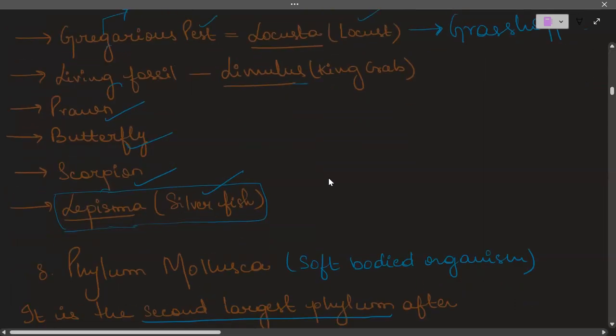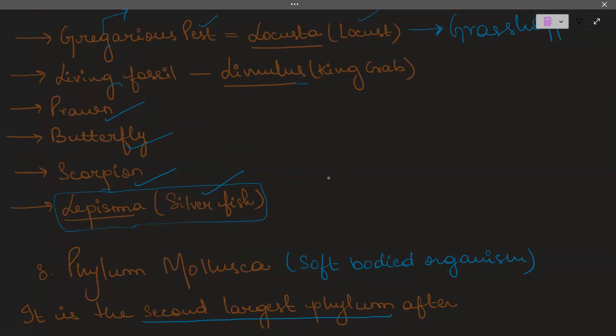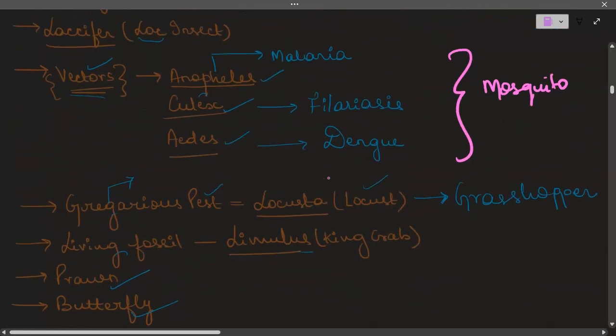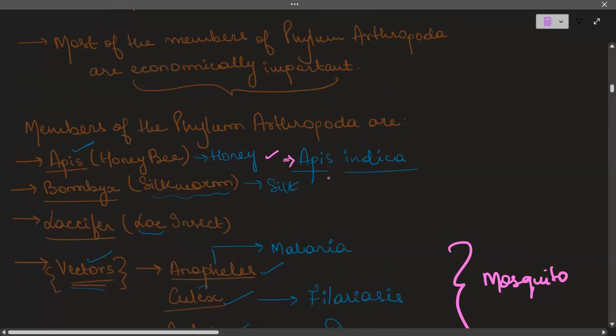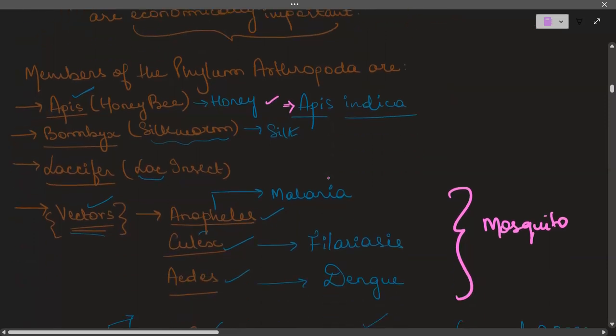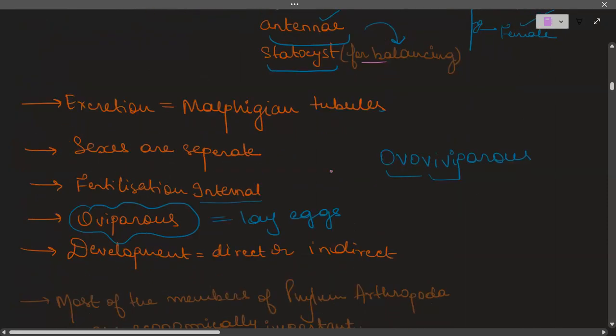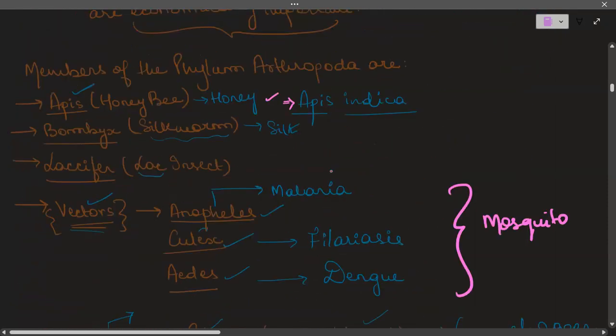Then prawns, butterfly, scorpion, and the silver fish, which is known as Lepisma. Even though it is known as a fish, it is an insect. Many times they give silverfish in the fish question, and students get confused. So many examples are present in this particular phylum. So pay very close attention to it. And this is your phylum Arthropoda. And it is the largest phylum.